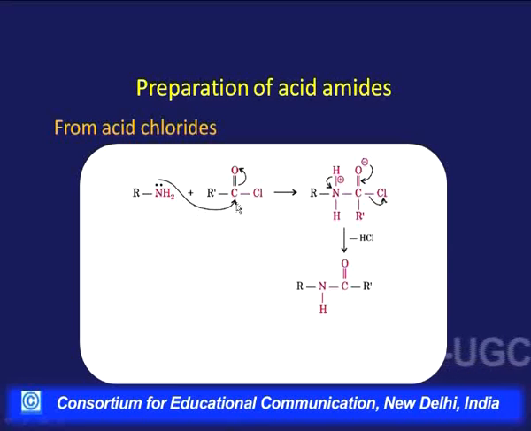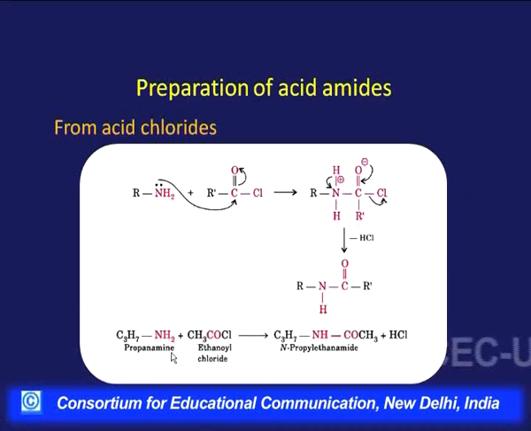This is acting as a nucleophile, attacks here, and the pair of electrons goes to oxygen. When this pair of electrons comes back, one of the Cl is lost, and while leaving it takes away the H+ from here and is lost as HCl. So, we get a substituted amide. Similarly, if we treat any acid chloride with a secondary amine, we will get the tertiary amides. So, this is a good method using acid chloride for any type of amides.